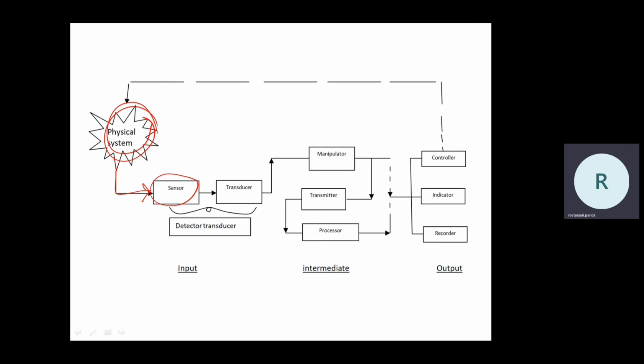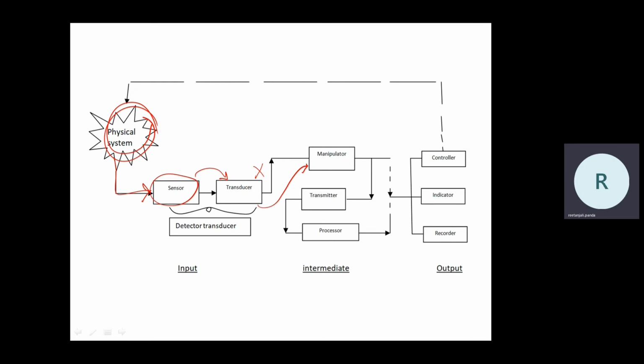So what it will do, whatever the data the sensor will give to the transducer, it is going to transmit it to the manipulator. But there will be no change. Only a translation will be there. As I told you, pressure is given to the pressure gauge. Then that motion is transferred to the pointer. It is a type of translation.